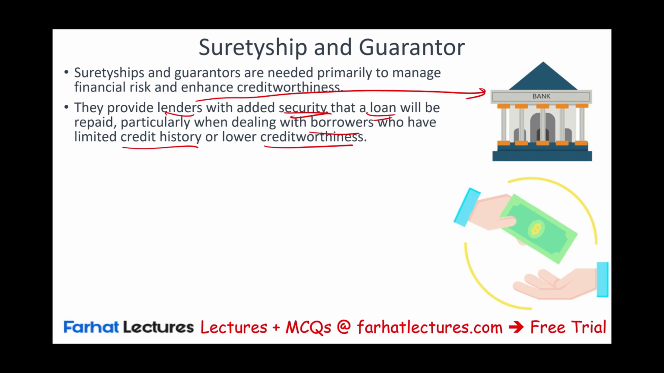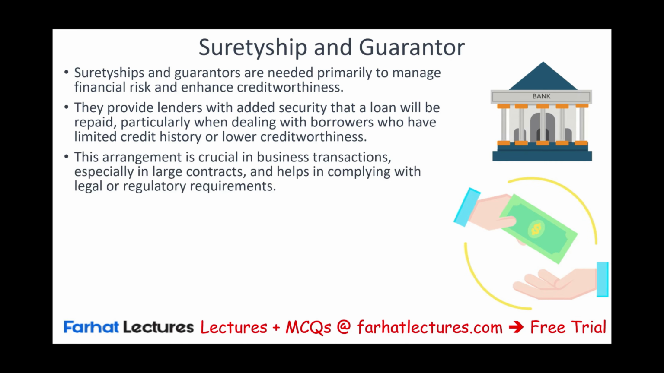Over the years, they don't have good credit, maybe a business, maybe an individual. Therefore, they need someone to do what? To guarantee the loan for them. And this arrangement is crucial in business transactions, especially in large contracts. Simply put, it doesn't go through unless you have a co-signer. And this helps in complying with legal and regulatory requirements, because if individual A doesn't qualify, you cannot give them the loan. To comply with the legal requirement, they have to bring someone, and this way the loan will fly.